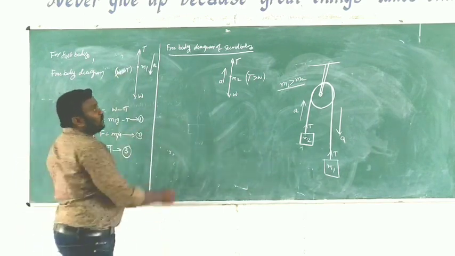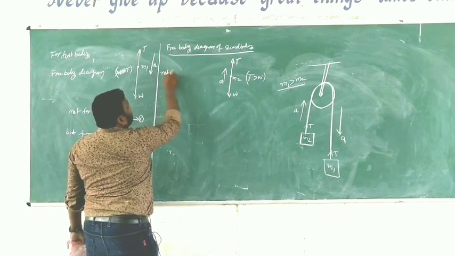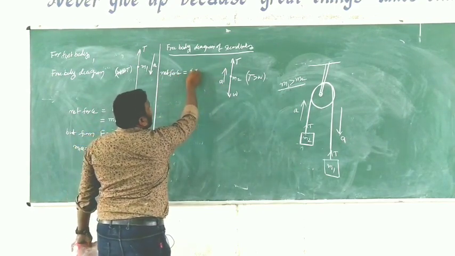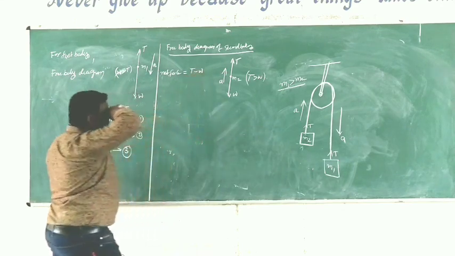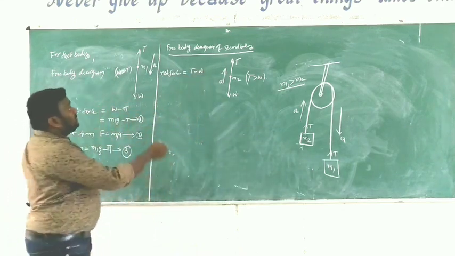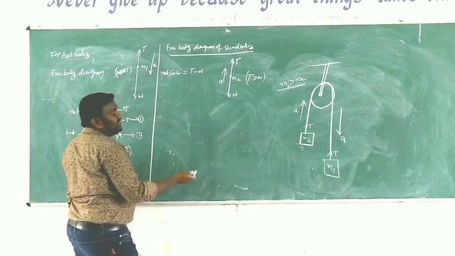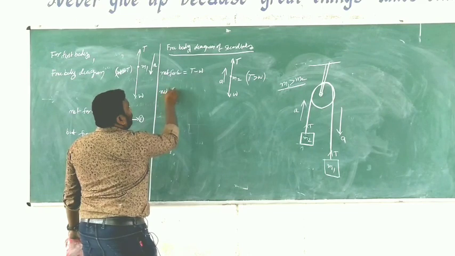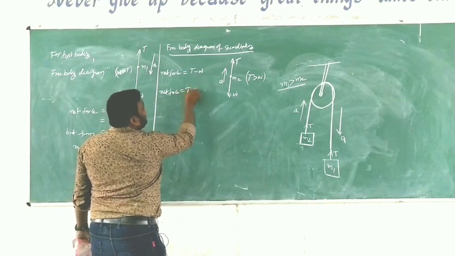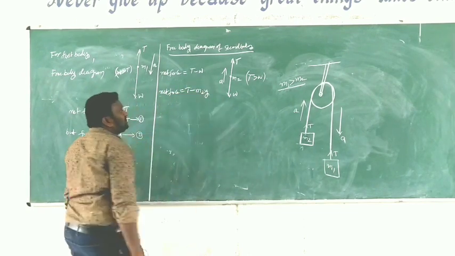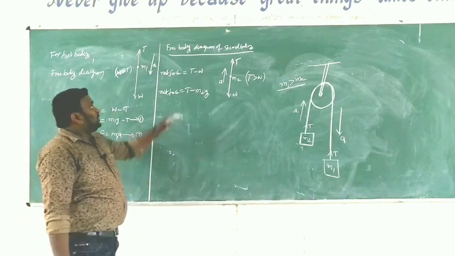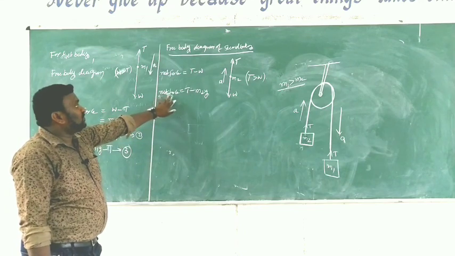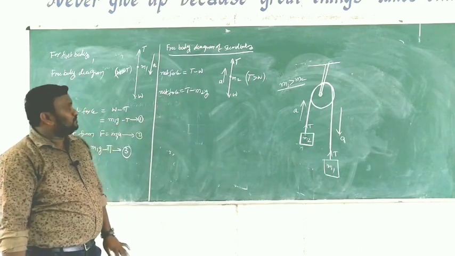So according to that, what do you write? Net force. Going up, that's why T minus W. W means mg. Here instead of m, what do you write? M2. That's why here net force is equal to T minus M2 into g. Net force is equal to T minus W, and net force is equal to T minus M2 g.